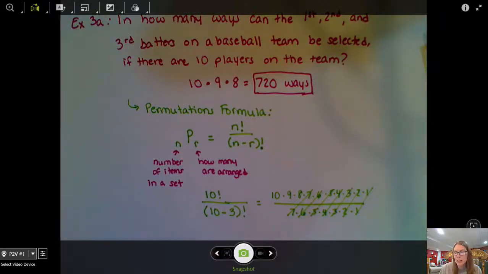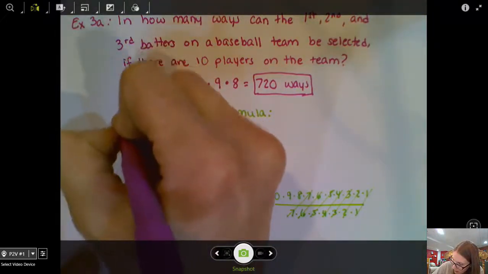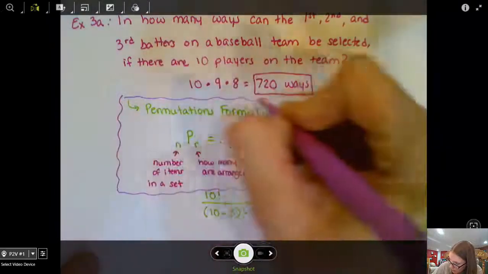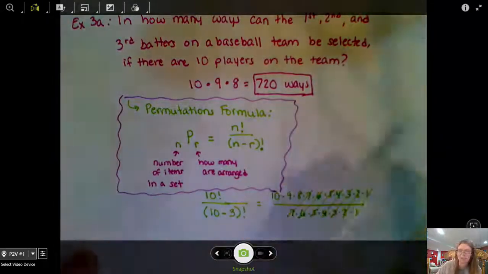This permutations formula will be a little more helpful as we go through and keep practicing permutations here. So just going to outline this here. And that's the end of this example.